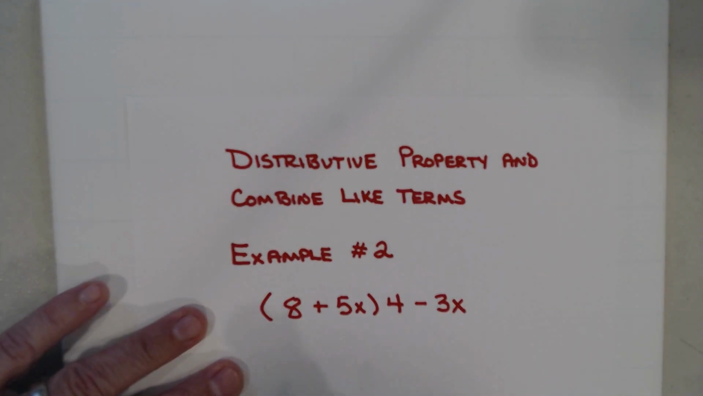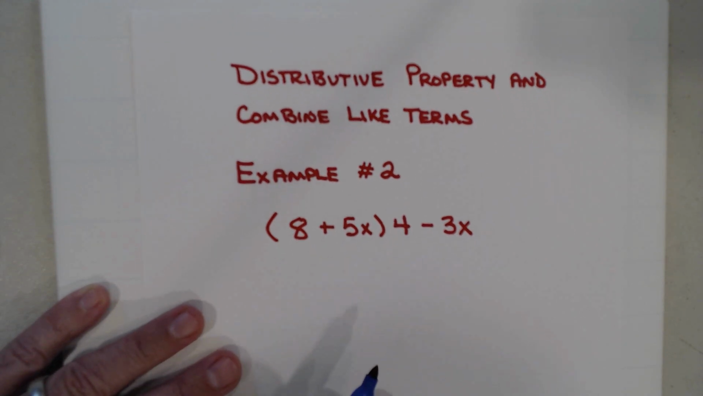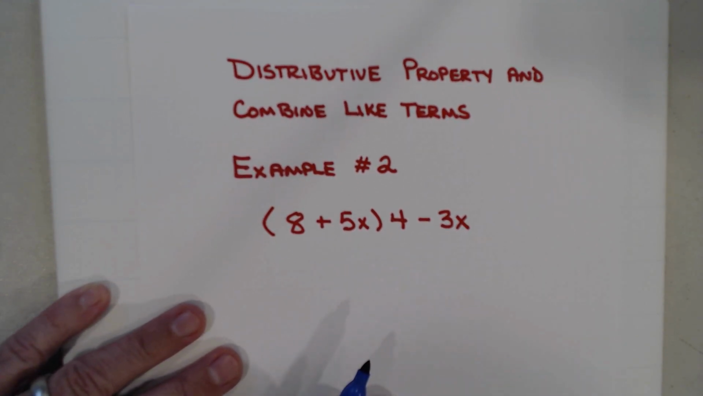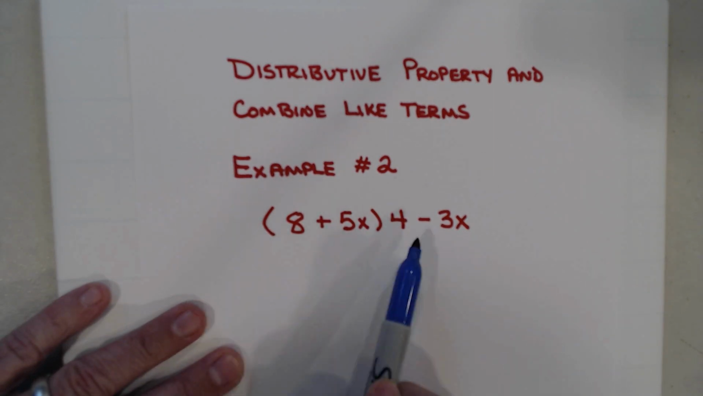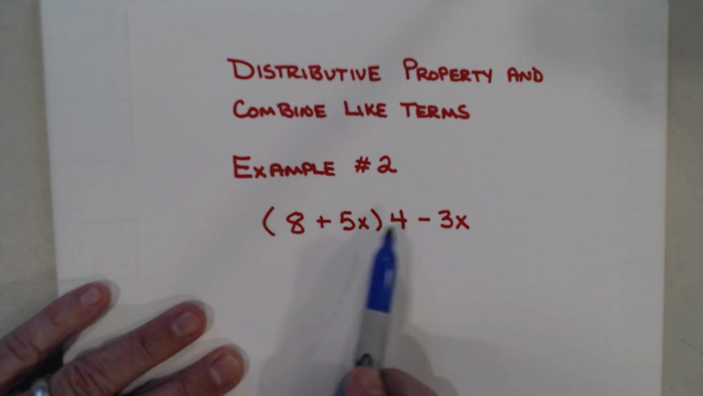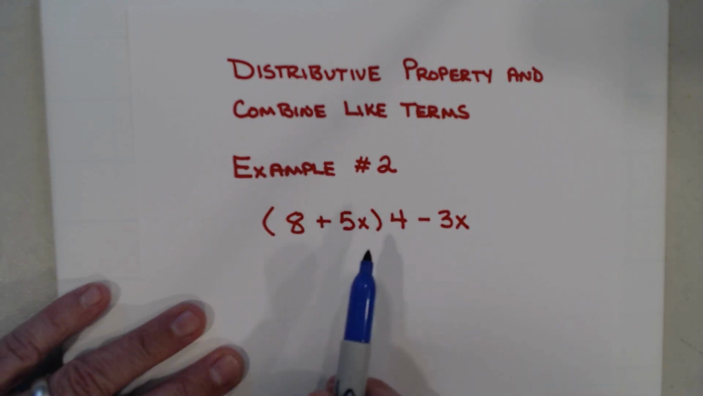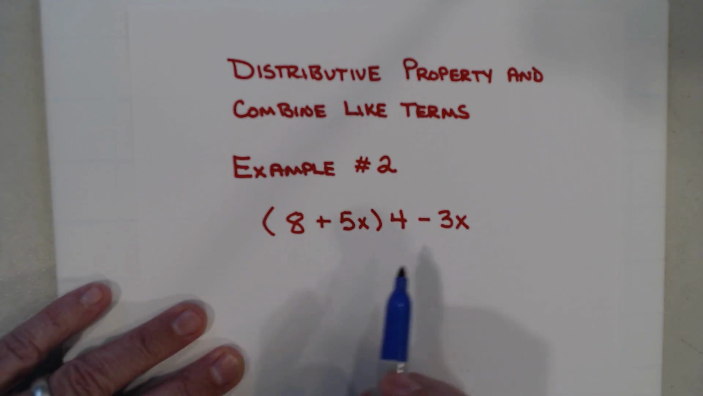Example number 2. In example number 2, I have to use the distributive property first. Instead of the number on the outside of the parentheses being in the front, the number's in the back. It doesn't matter where they put it, whether they put it in the front or the back. You always take the number that's right on the outside of the parentheses and start multiplying it to what's on the inside of the parentheses.